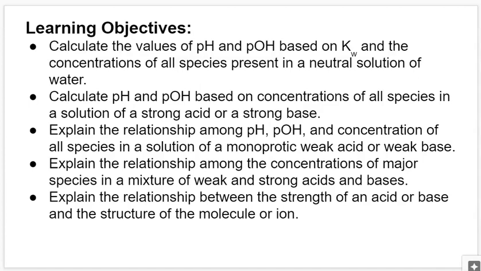So our learning objectives here are to calculate the values of pH and pOH based on Kw and the concentrations of all species present in a neutral solution of water, to calculate pH and pOH based on concentrations of all species in a solution of a strong acid or a strong base, to explain the relationship among pH, pOH, and the concentration of all species in a solution of a monoprotic weak acid or weak base, to explain the relationship among the concentrations of major species in a mixture of weak and strong acids and bases, and then to explain the relationship between the strength of an acid or base and the structure of the molecule or ion.